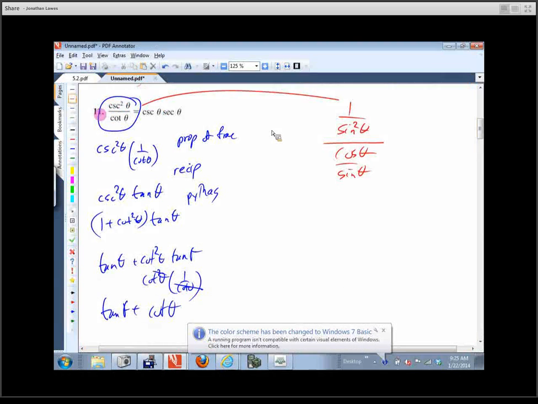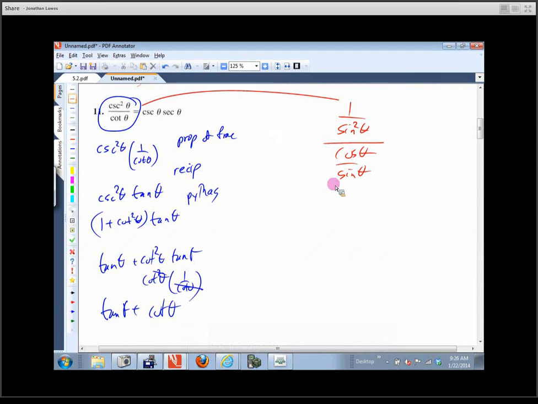Okay, so I've taken this side right here and I've written it in terms of sines and cosines, and complex fractions come up all the time, so you've got to know how to deal with these. Because we never divide by a fraction, we're going to take the bottom and flip it over and multiply. So that's going to put a sine on the top, a cosine on the bottom, and then what's going to happen?